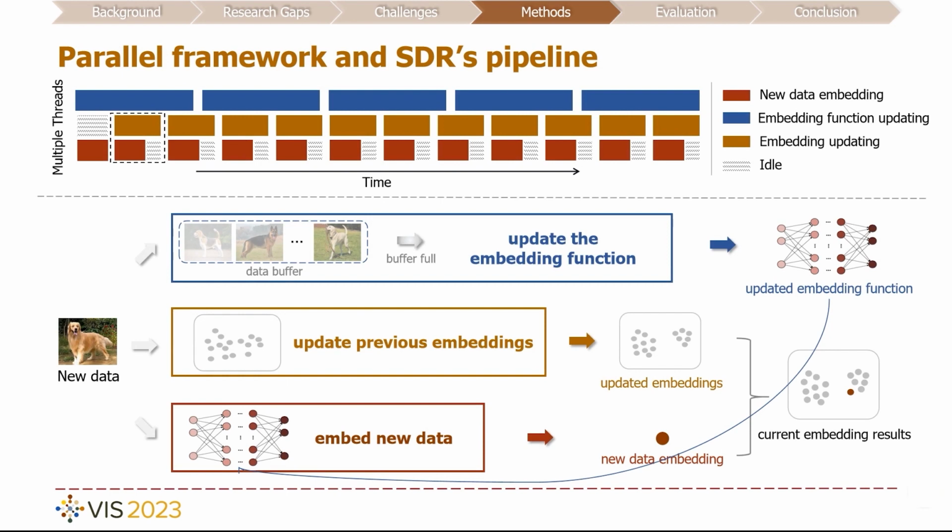Here is an overview of the parallel framework and the pipeline for SDR. The pipeline consists of three modules: the new data embedding module, the embedding function updating module, and the embedding updating module, all running in parallel. New data will be fed into these three modules simultaneously.